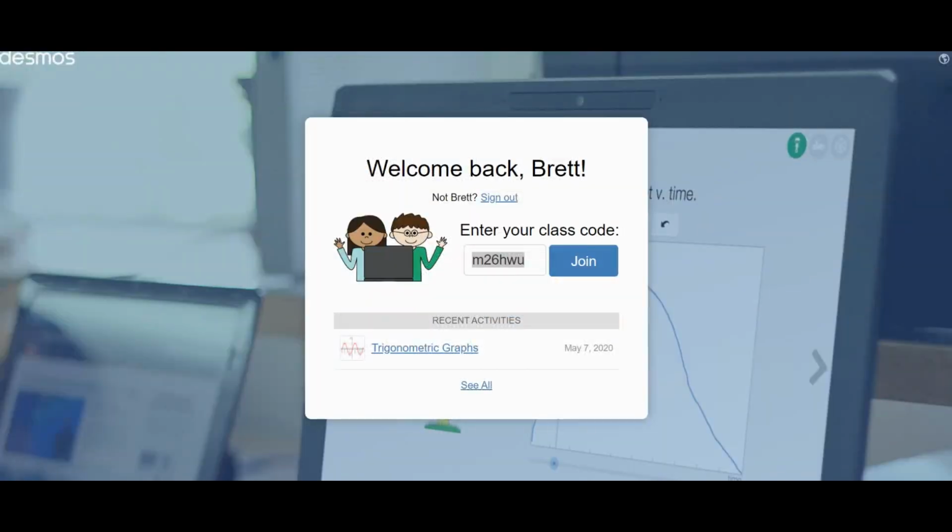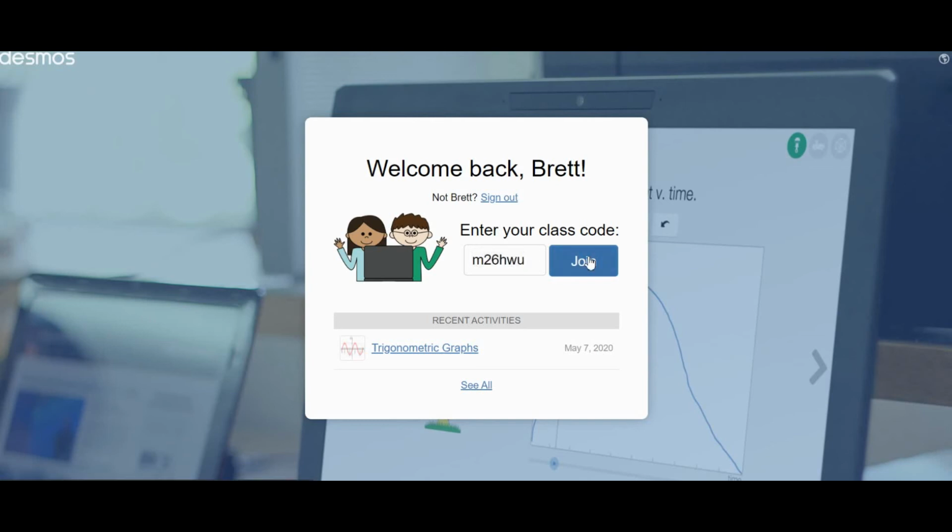Okay, so like I said, there are two links in the classroom to these two activities, and the first link should take you to a screen that looks like this, obviously, except it probably won't say welcome back, Brett. It'll say something else. If you're not signed in, it won't know who you are. But anyway, it'll have everything else. It should say Trig. It won't say any recent activities here. Sorry, that's just my stuff. But it should have enter your class code, and that should be filled in.